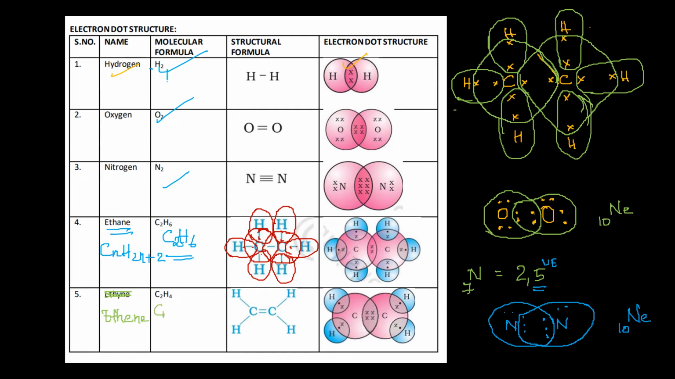C2H4. CnH2n. That is the molecular formula, the general formula CnH2n. Here, how many carbon atoms? 2. 2 into 2, 4. C2H4. So here, how many bonds can you see? Double bond. Double bond means sharing of 4 electrons. So 1, 2, 3, 4. 4 electrons they have shared between these two carbon atoms. This is how you can draw it.